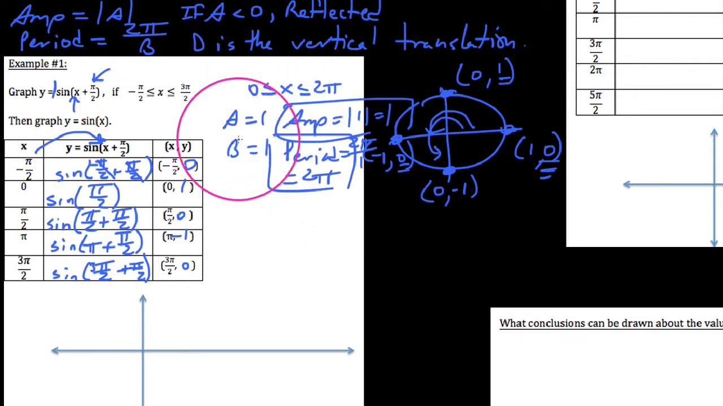So we know these things about the graph. It has no d value, so no vertical translation. The a value is positive, so it's not reflected. But going and graphing these, we say, starting at negative pi halves now, this is our first input here.